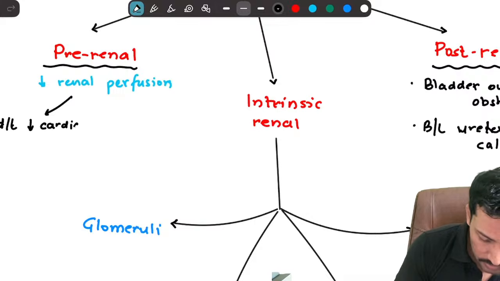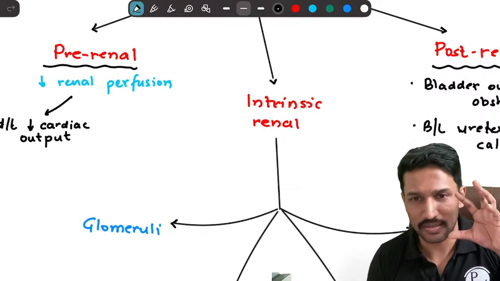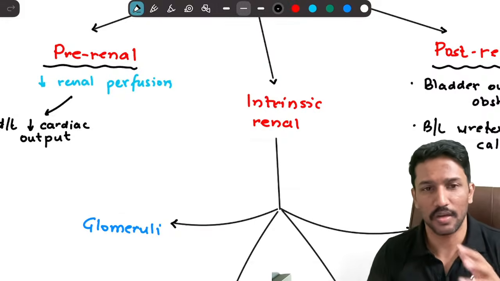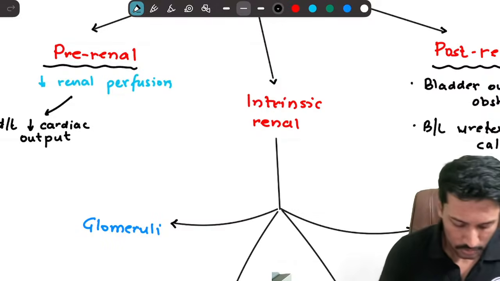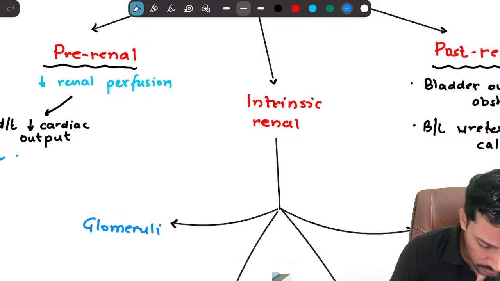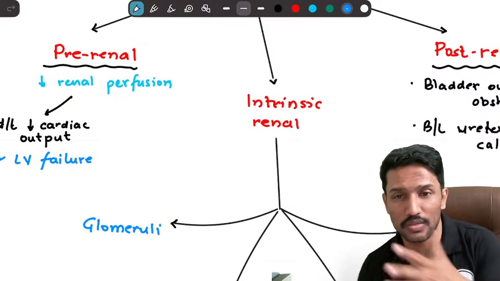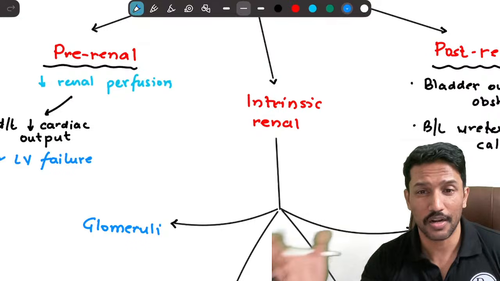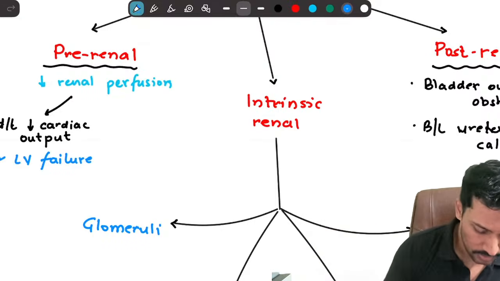Now tell me, in what circumstances will the cardiac output be decreased? N number of causes are there, right? It could be at the level of the heart. It could be related to low circulating volume. So plenty of causes are there. Decreased cardiac output can happen because of left ventricular failure. And when the heart fails and because of that the kidney starts losing function, we can also call it cardiorenal syndrome. So it could be because of left ventricular failure.